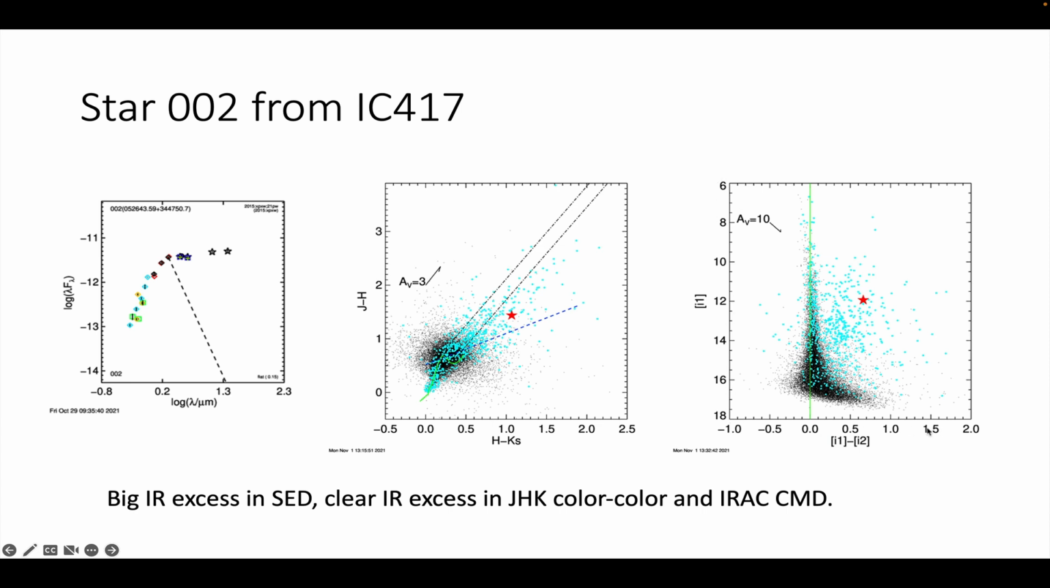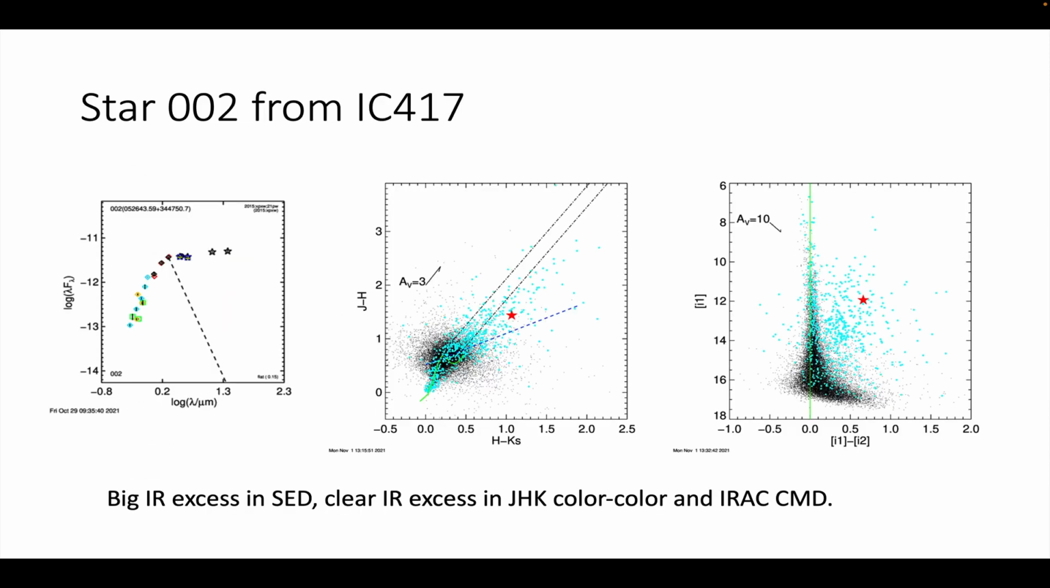This is IRAC1 versus IRAC1 minus 2. And again, black dots, everything in the catalog. Blue dots are the YSO candidates. There's the reddening vector. This is where the main sequence should be at 0 color. That red star is this object. You can see from the SED it's got a big excess. And indeed, you can see from this plot it's got a big excess.